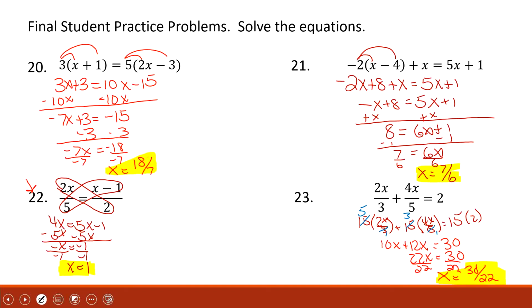So you should have got x equaled 18 over 7, x equaled 7 over 6, x equaled 1, or x equaled 30 over 22. Whoops, that should have been simplified to 15 over 11. My bad there. So I hope that made sense.